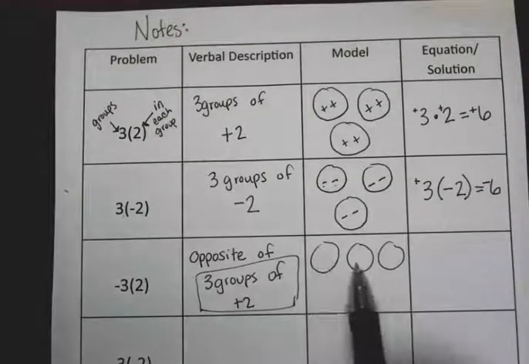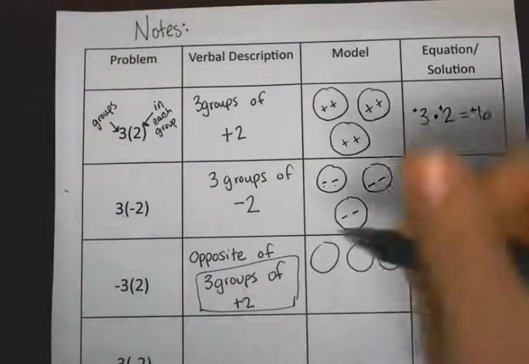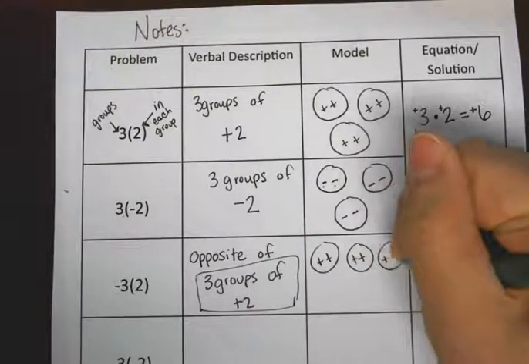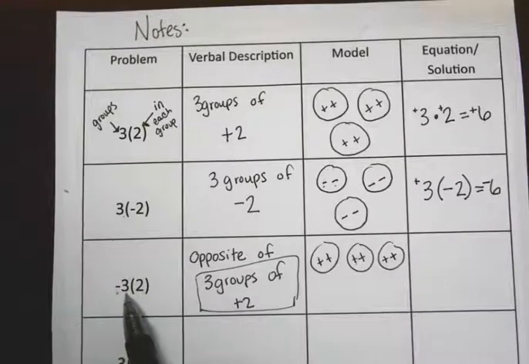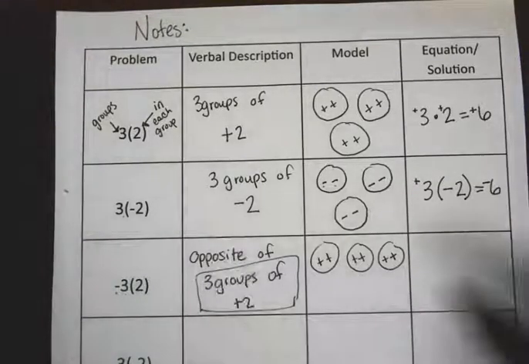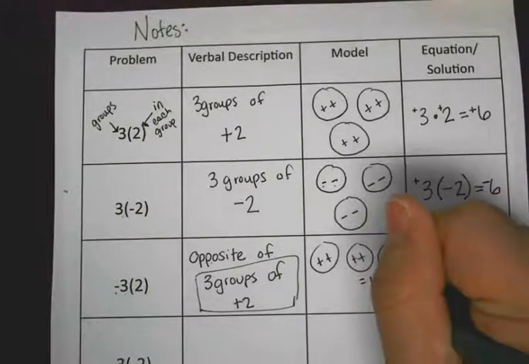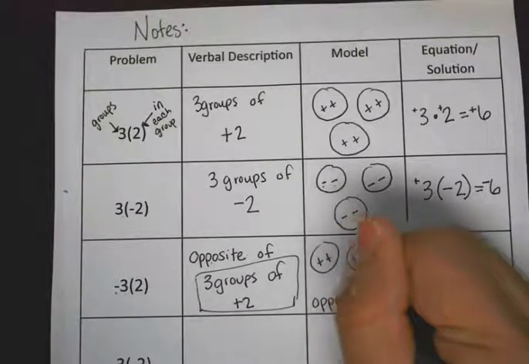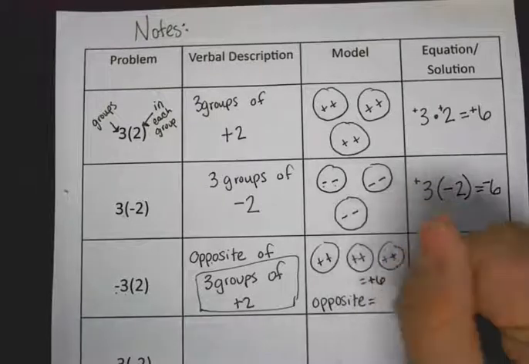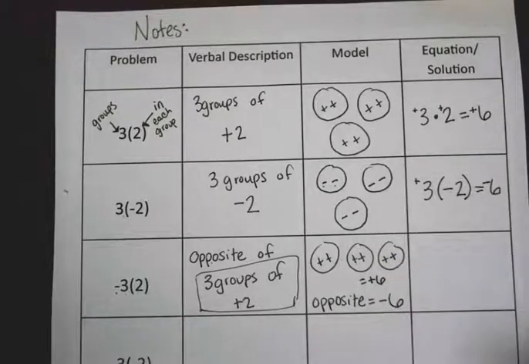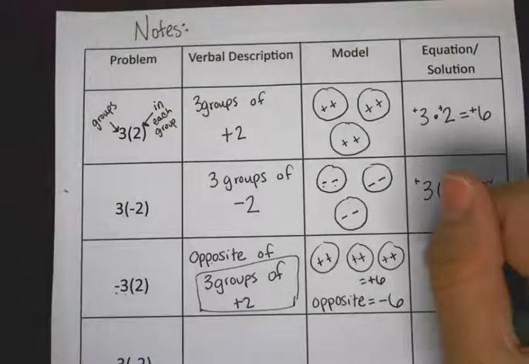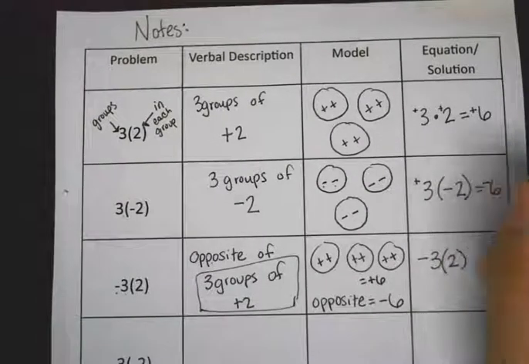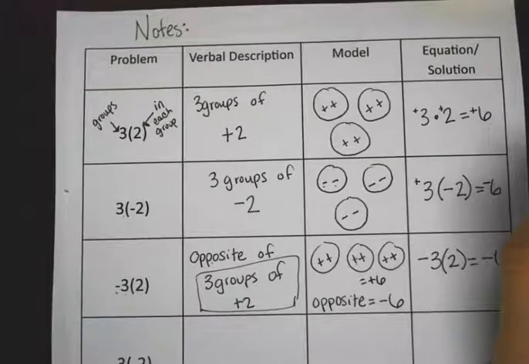I have 3 groups, and I put positive 2 inside of each one. But then I have to remember that the -3 represents the opposite. So if this is 6 positives, then the opposite of 6 positives equals 6 negatives. So negative 3 times positive 2 equals negative 6.